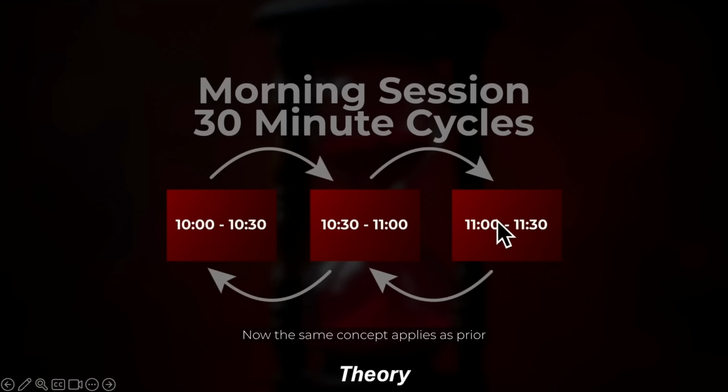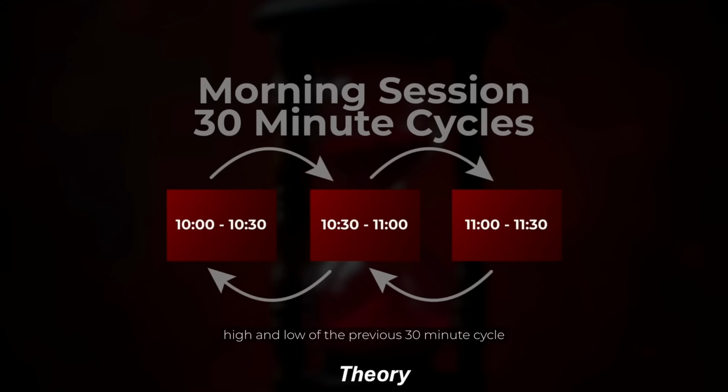Now, the same concept applies as prior, where you can see that 10 to 10:30 sets the stage for 10:30 to 11, and 10:30 to 11 sets the stage for 11 to 11:30. Now, throughout each new 30-minute cycle, we refer to the high and low of the previous 30-minute cycle in order to gauge the order flow.